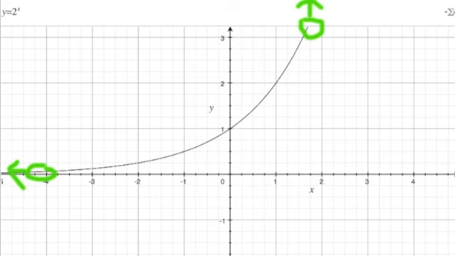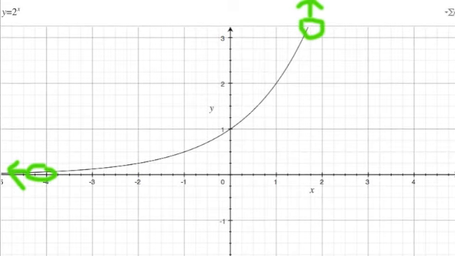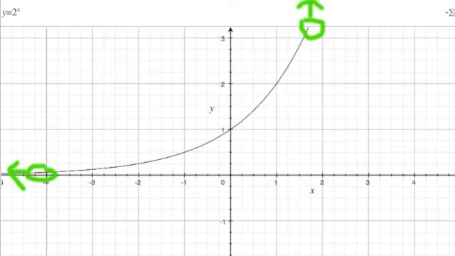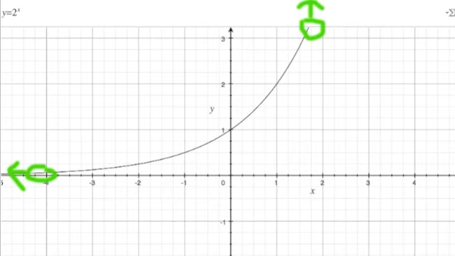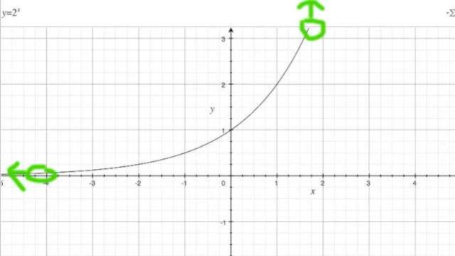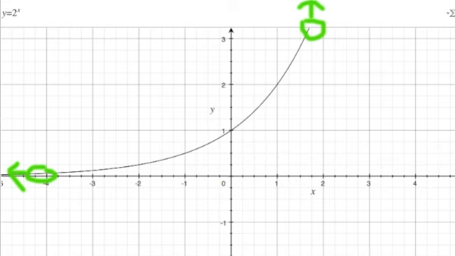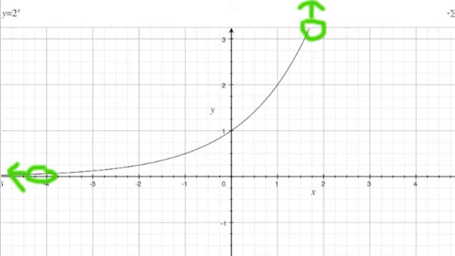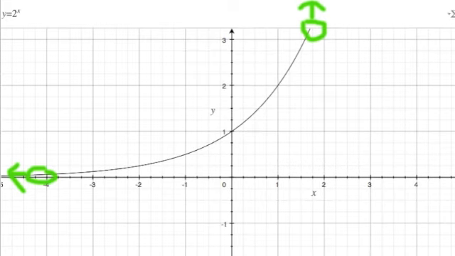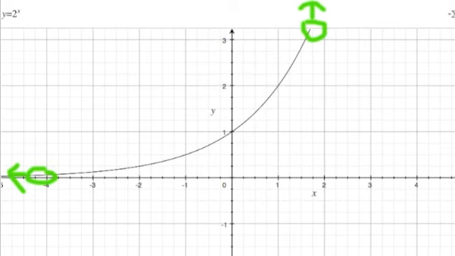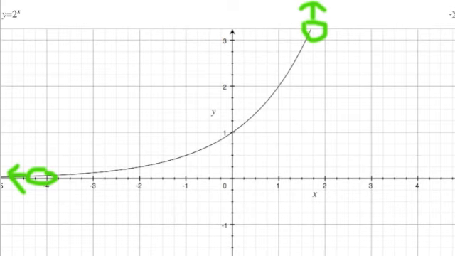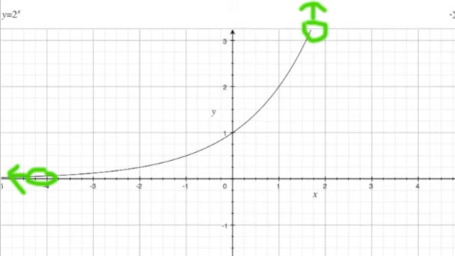The end behavior is where the graph is at its end. As x approaches positive infinity, y approaches positive infinity. And as x approaches negative infinity, y approaches 0, because the line actually never goes below the x-axis. It never actually touches it, so it just approaches 0, not actually hitting it.